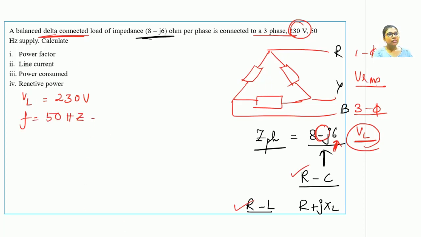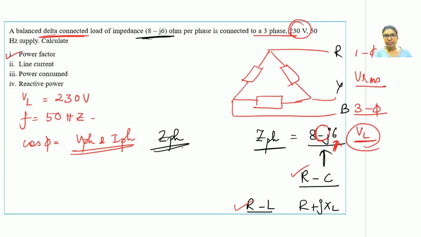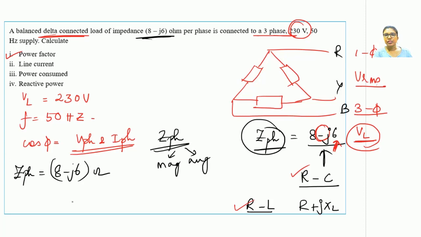So what are the bits that we need to work out? First is the power factor. Now what is power factor? Power factor is the angle between V phase and I phase. In order to find out the angle between V phase and I phase, what is that quantity which connects both of these? It is Z phase. If we know the magnitude of the Z phase as well as the angle of the Z phase, the value of cos phi can be figured out easily. Now Z phase is given as 8 minus j6 ohms.